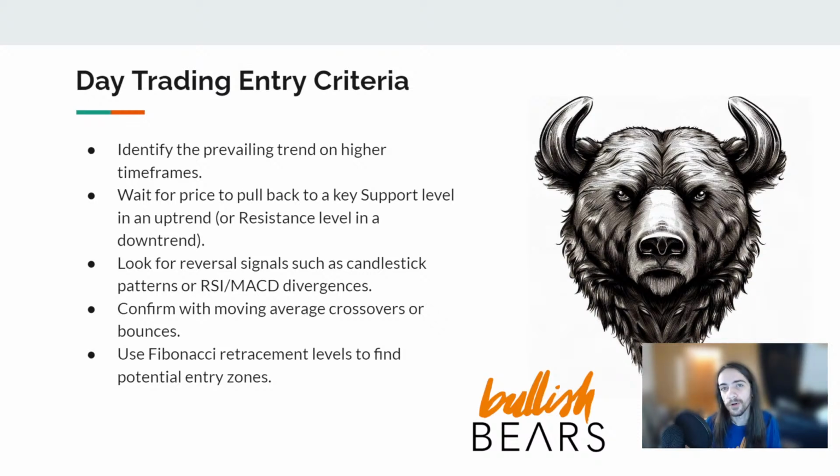So it's always important to know what the higher time frames are doing so we can take advantage of that and know, are we in a range? Are we in a trend? How should I play this? Should I scalp it because we're in a range?